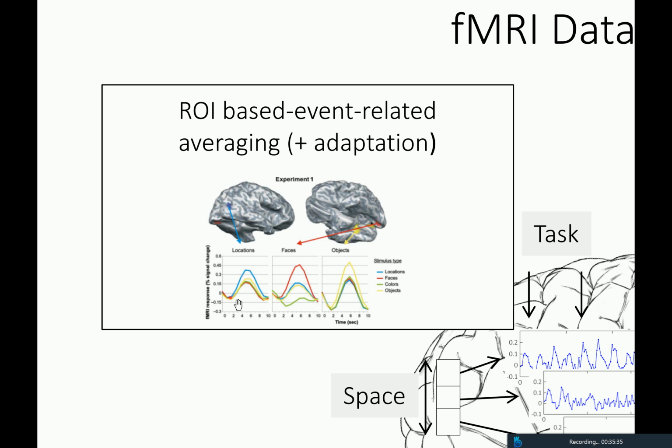Yeah. So this is now the average over multiple presentations of locations, faces, colors, or objects. And you see that for this area, for example, locations yield the strongest response. So this is 4 to 6 seconds after the stimulus was shown, there's a strong response for locations in this area. For this area, there's a strong response for faces. Yeah? So this is what is called the event-related and ROI-based approach, which was popular from the mid-90s to the late 90s.